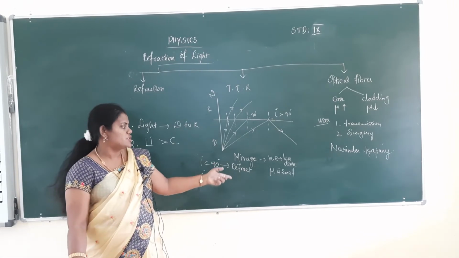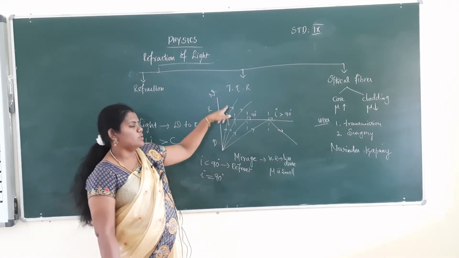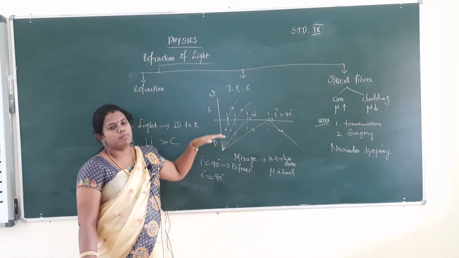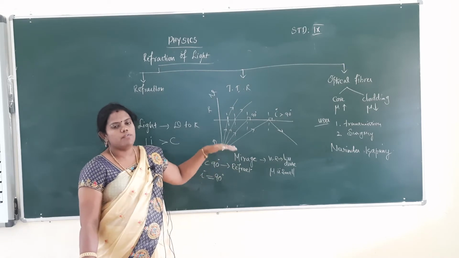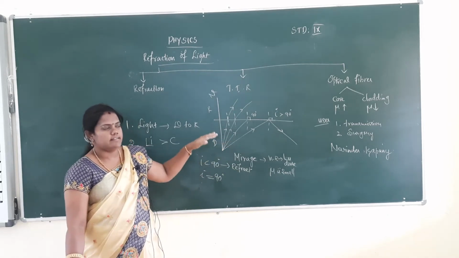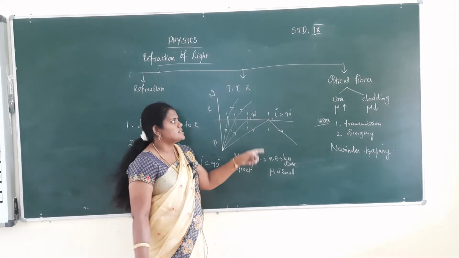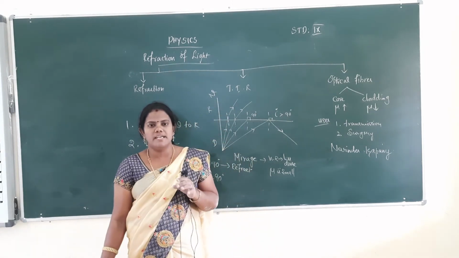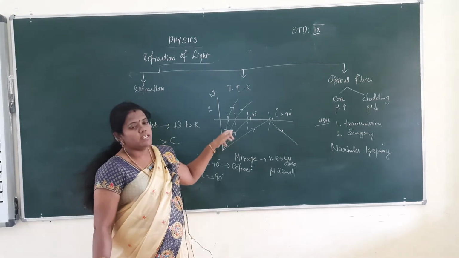It is called a mirage. So those are all examples of total internal reflection. Total internal reflection is only done when the light passes from denser to rarer and the angle of incidence is greater than the critical angle. And then the last is optical fibers. Optical fibers work completely on the basis of total internal reflection.